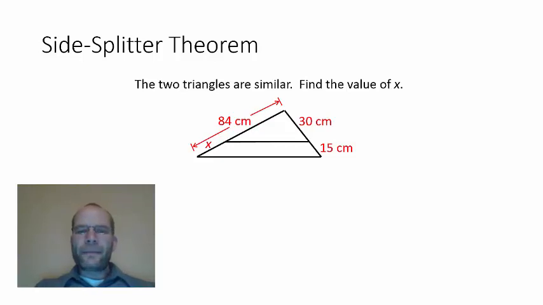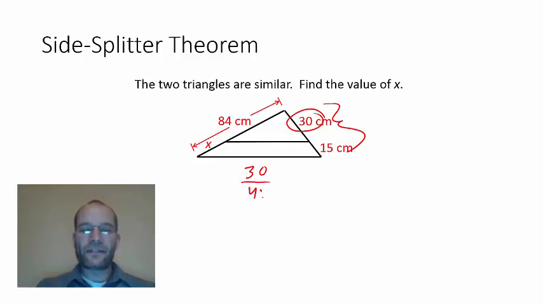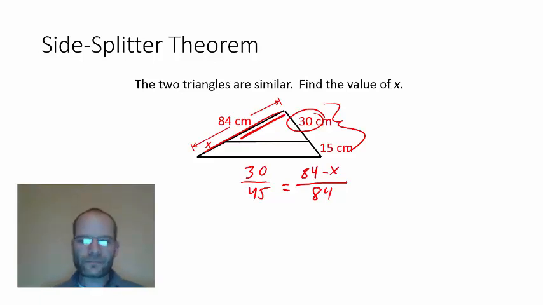First of all, we might compare the sides of the smaller triangle to the sides of the large triangle. So for instance, 30 is compared to 45. So 30 is to 45. As the length of this small side, we need to figure that out. It's 84 minus x. And the longer side is 84. So there we go. This reduces down to 2/3. We end up with 2/3 equals 84 minus x over 84.